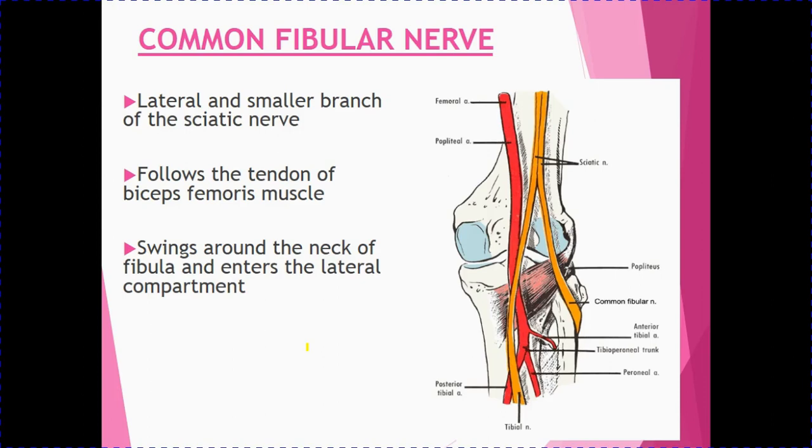The second nerve given by the sciatic nerve is the common fibular nerve. The common fibular nerve is the lateral and smaller branch of the sciatic nerve. It follows the tendon of biceps femoris and swings around the neck of the fibula and enters the lateral compartment of the leg. You can see in this figure that the nerve swings around the neck of the fibula and enters into the lateral compartment of the leg.